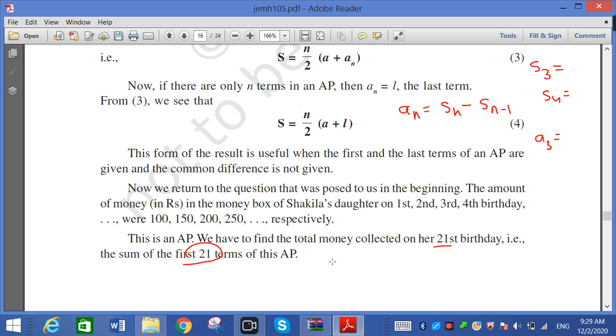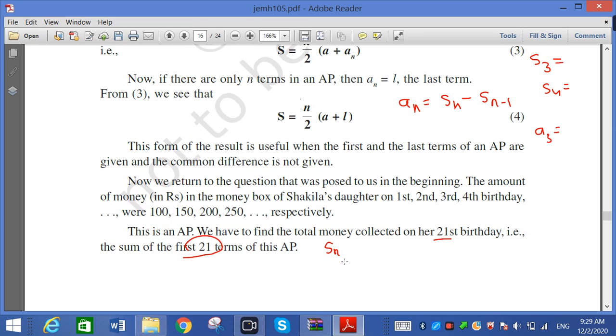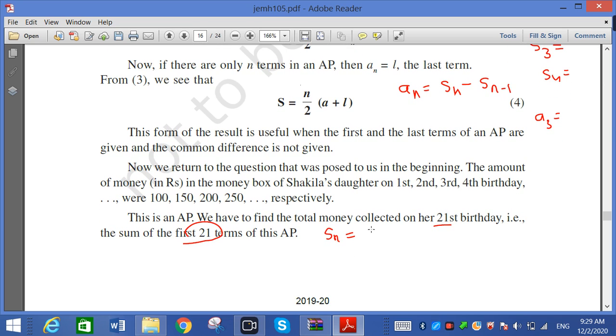So which formula do we have to use? Sn is equal to n by 2 into 2a plus n minus 1 into d.